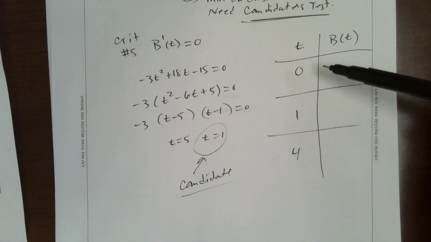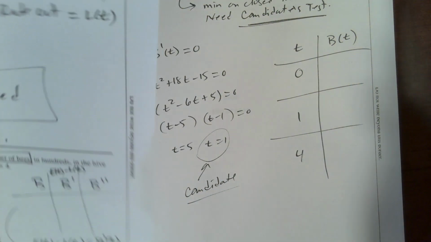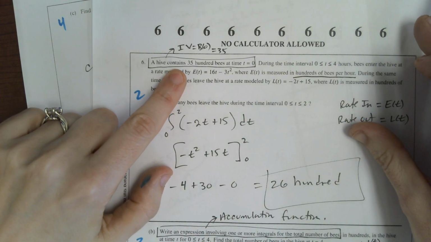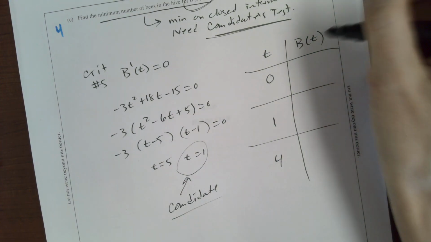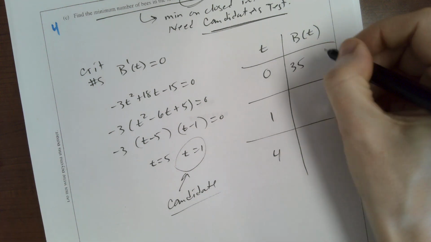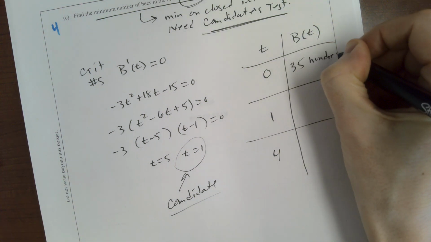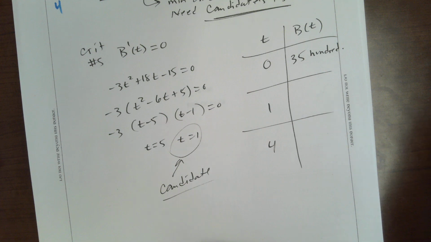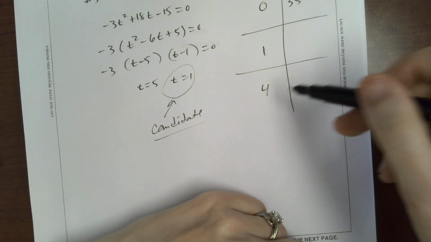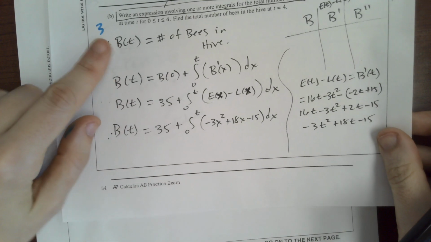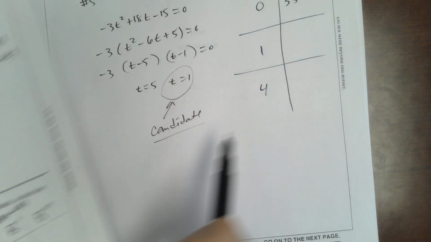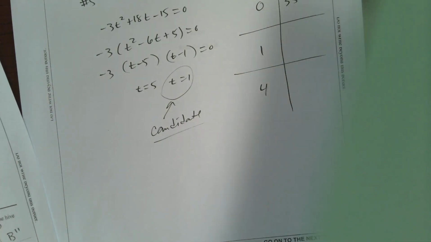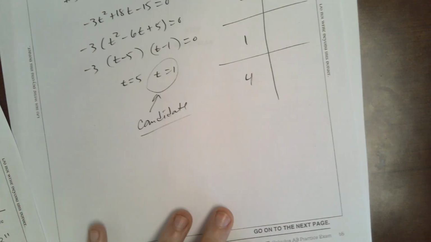B of 0. This would be B of 0. That's the initial value that they gave us at the beginning. So 3,500. And then B of 4, they asked us to find in part B, which I did on this green paper. 5,500.